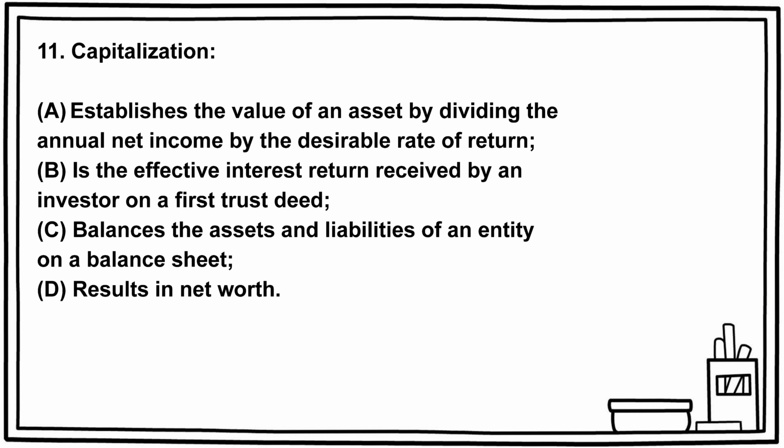11. Capitalization: A. Establishes the value of an asset by dividing the annual net income by the desirable rate of return. B. Is the effective interest return received by an investor on a first trust deed. C. Balances the assets and liabilities of an entity on a balance sheet. D. Results in net worth.